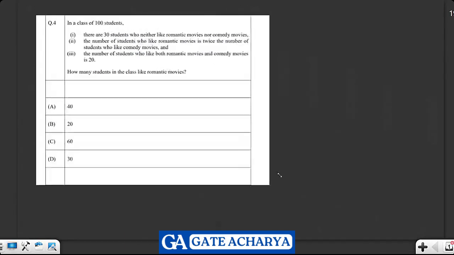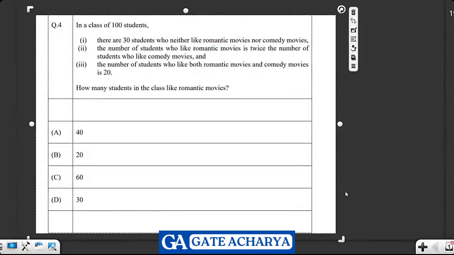This is a set theory question. In a class of 100 students, there are 30 students who neither like romantic movies nor comedies. The number of students who like romantic movies is twice the number of students who like comedy movies. The number of students who like both romantic movies and comedy movies is 20.